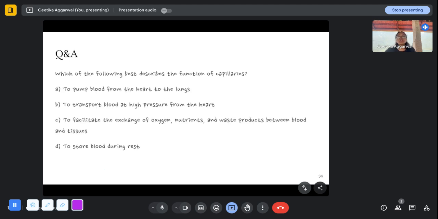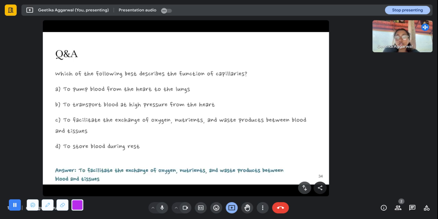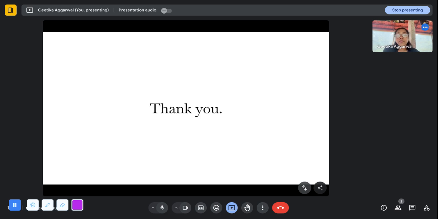Which of the following best describes the function of capillaries? Does it pump the blood from heart to the lungs? Does it transport the blood at high pressure? Does it facilitate the exchange of oxygen, nutrients, and waste products? Or does it store blood during rest? The correct answer is facilitates the exchange of oxygen, nutrients, and waste products.